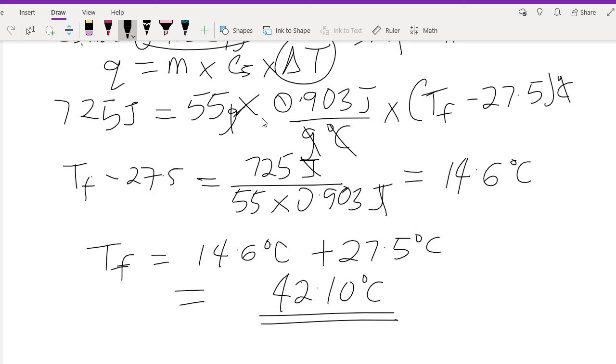That is how we apply this relationship to solve problems. I hope we can use this to solve as many problems as we can find.